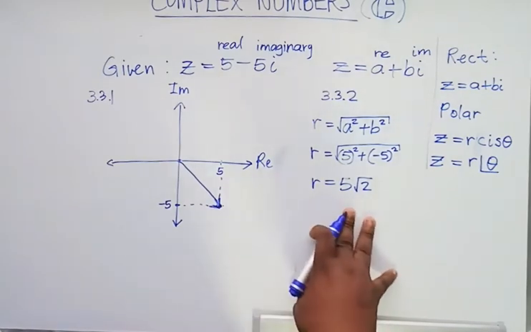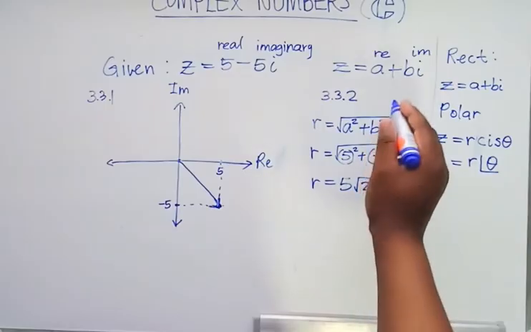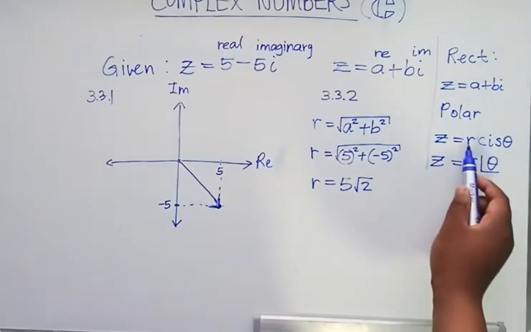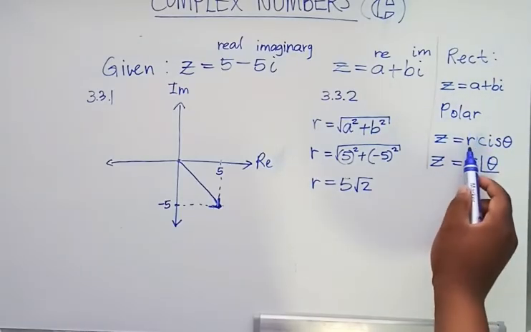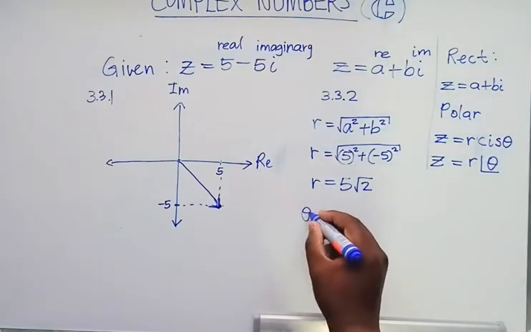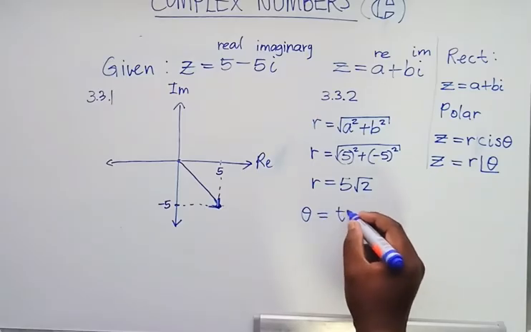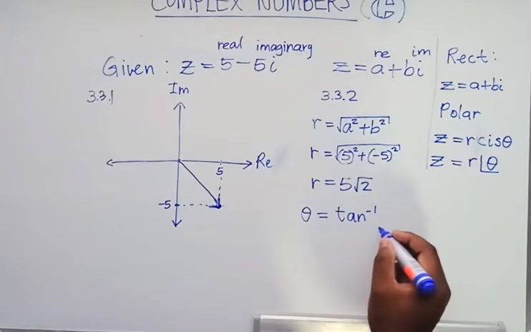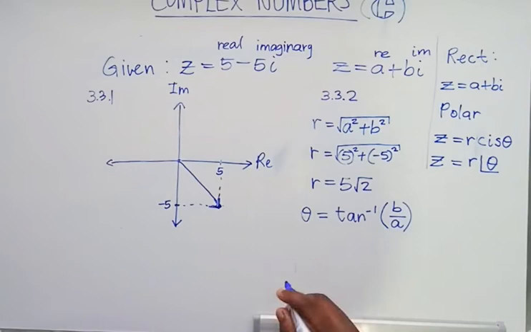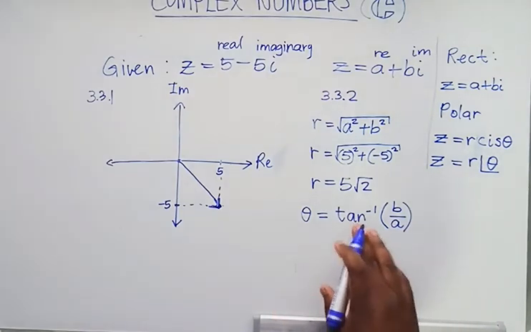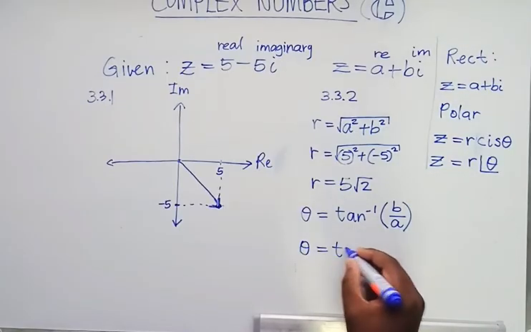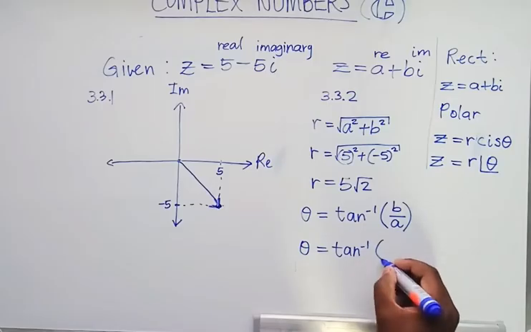Now that we've figured out the value of r, we need to go ahead and find our theta. Remember, we are trying to get to this form. So we have gotten r, which leads us to the polar form. We now need to get theta. So to get theta, this is what you do. Theta is the arctan, tan with a -1, of b divided by a. It's not arctan a over b, it's b divided by a. Always divide b by a. Then you're going to go ahead and press that into your calculator.